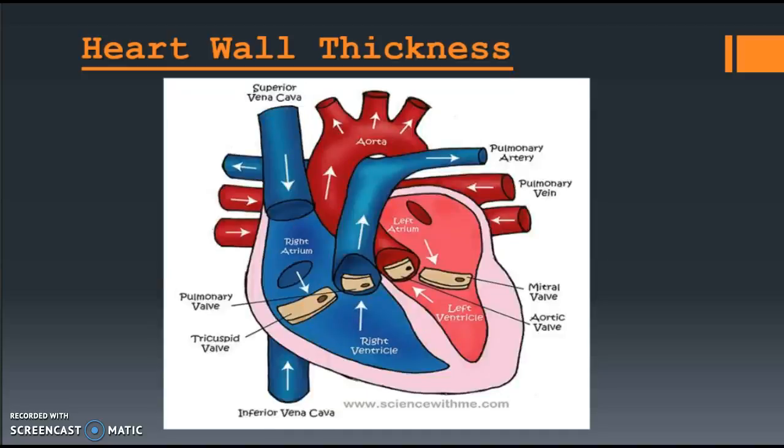So the thickness of the walls in the 4 heart chambers varies according to their functions. So the walls of the atria are thinner than the ventricle walls. This is due to the blood only needing to be pumped into the ventricles, and the left ventricle pumps blood a further distance and at a higher pressure, so therefore the wall of the left ventricle is thicker than the right ventricle.